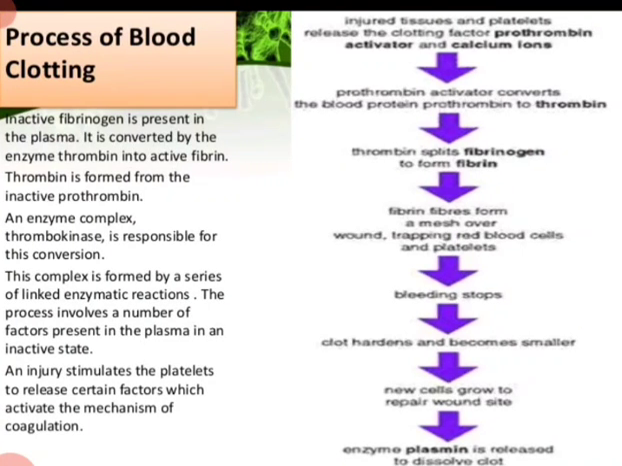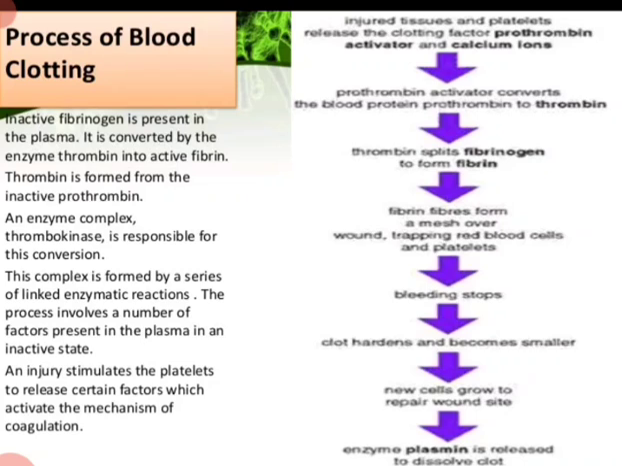Look here, the process of blood clotting. Here you can see the inactive fibrinogen is present in the plasma. It is converted by the enzyme thrombin into active fibrin. So first is the fibrinogen which is present in plasma, and that is converted into fibrin. And thrombin is formed from the inactive prothrombin. So prothrombin is converted into thrombin, and fibrinogen is converted by the enzyme thrombin into active fibrin.